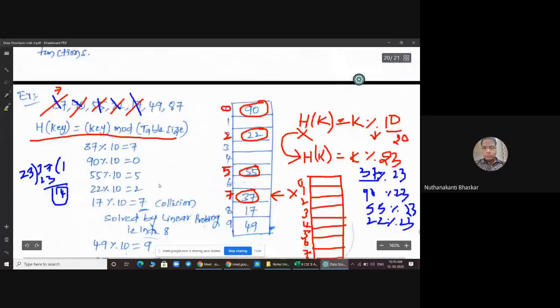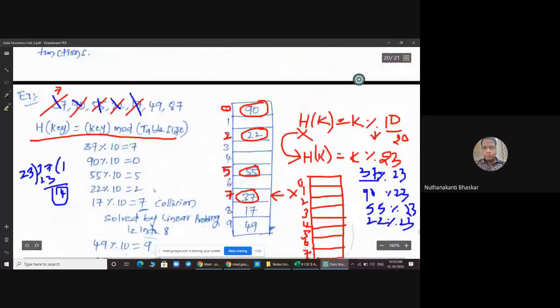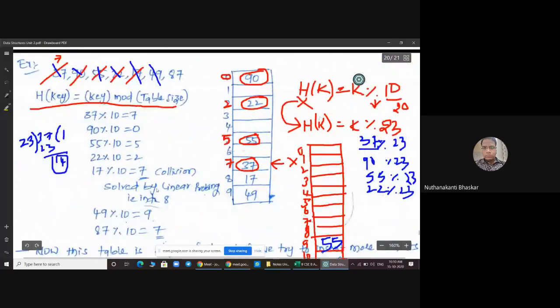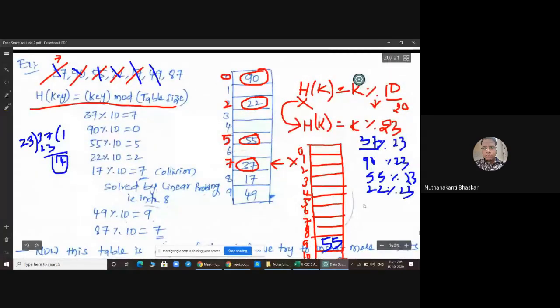Now 17. 17 only. You are not solving this simple mathematics. Now 49. Tell me, 49. How many times? 2 times. Correct. Then the remainder is 3. Now 49 is inserted at index 3.